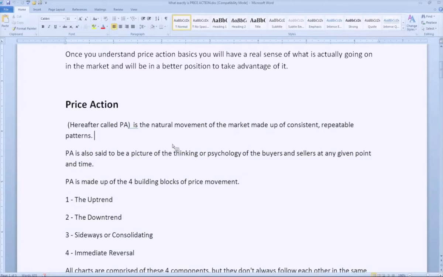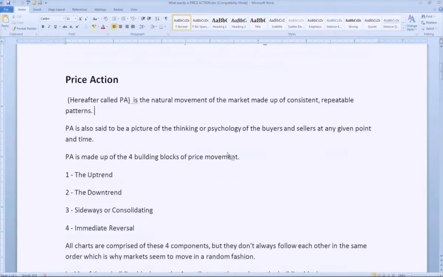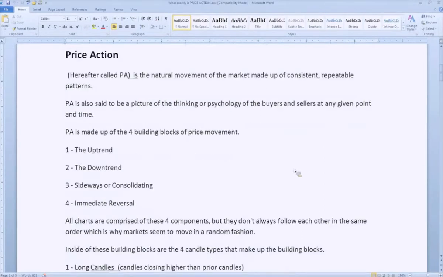Price action is the natural movement of the market, again, made up of consistent, repeatable patterns. Price action is also said to be the picture of the thinking or psychology of the buyers and sellers at every given point in time. Now, this is Uncle Lou's version of it. Understand that you may see this someplace else in a different form, or maybe you've never seen it, but this is what works for me.